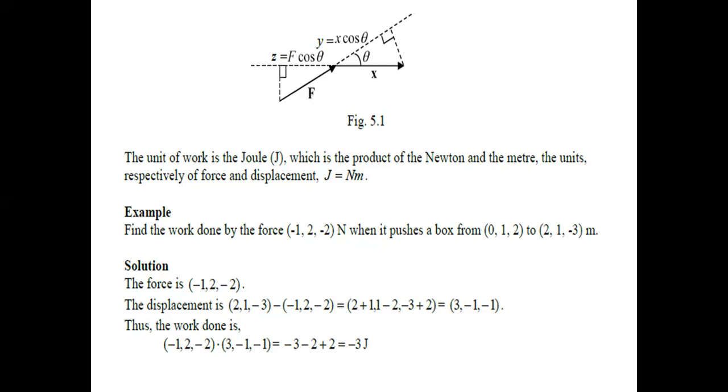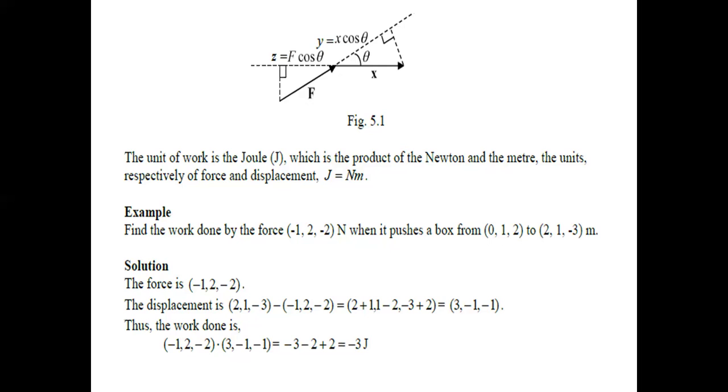So the unit of work, that is the joule, can be seen as Newton times meter. Example: find the work done by the force (-1, 2, -2) when it pushes a box from (0, 1, 2) to (2, 1, -3) meters.